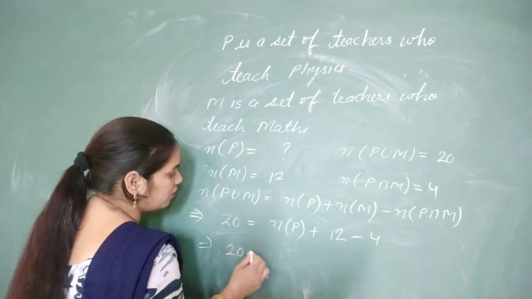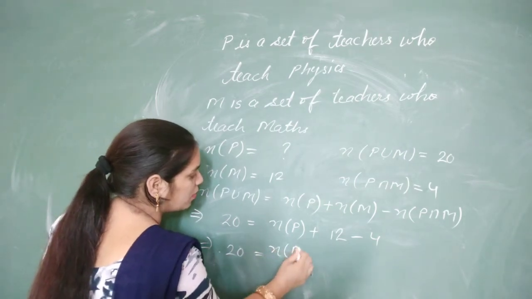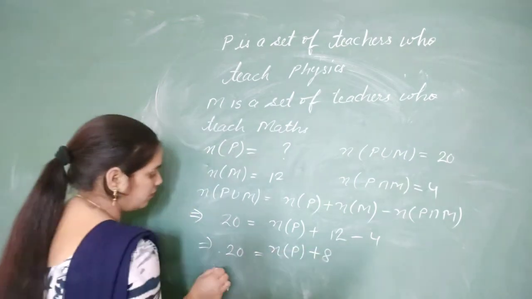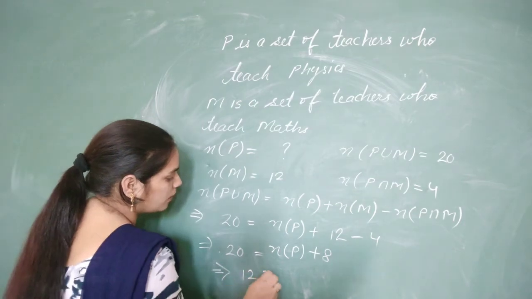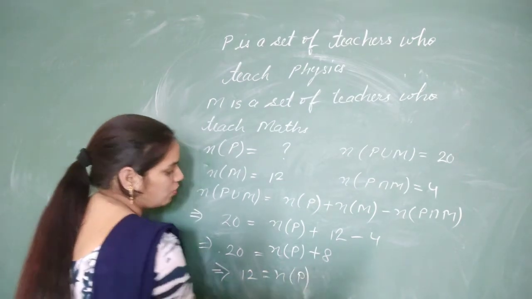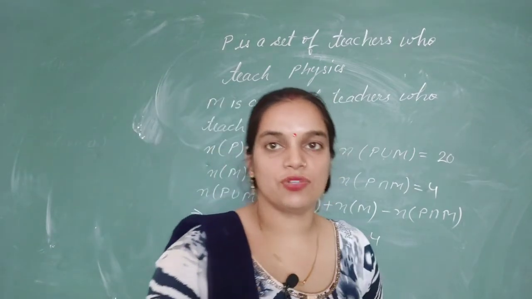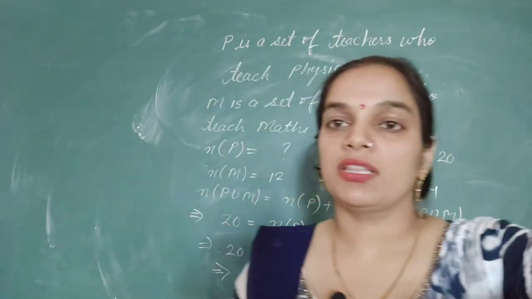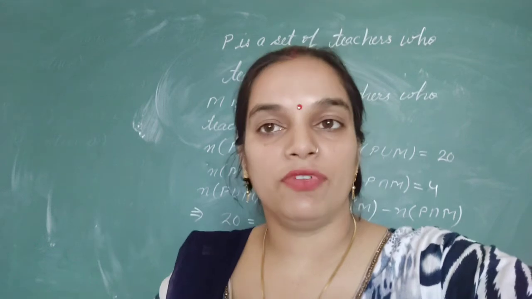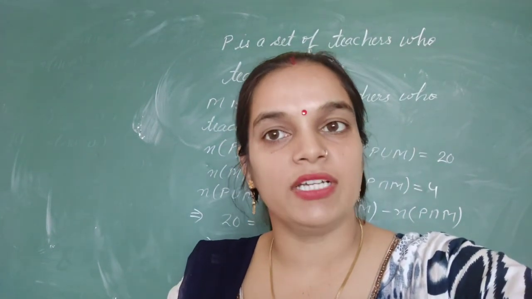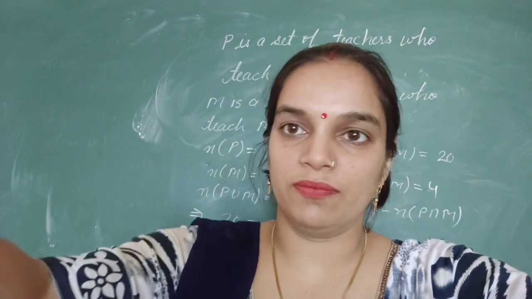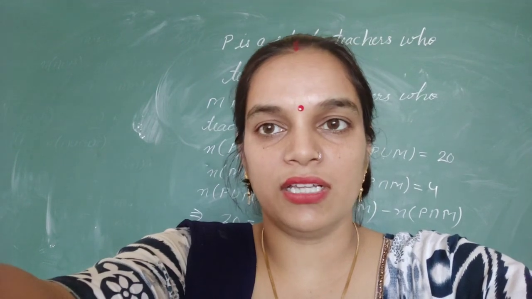When we solve it, there will be 8. So the number of teachers who teach physics are 12. Thus, in this way, we will solve the practical problem related to union and intersection. Then we will discuss in the next class.